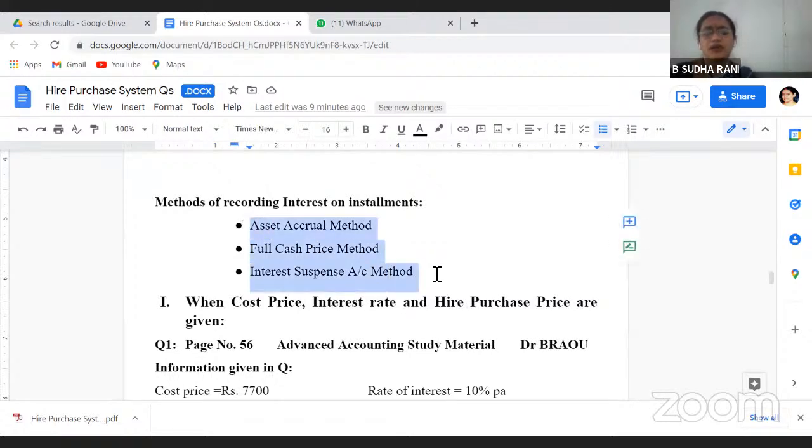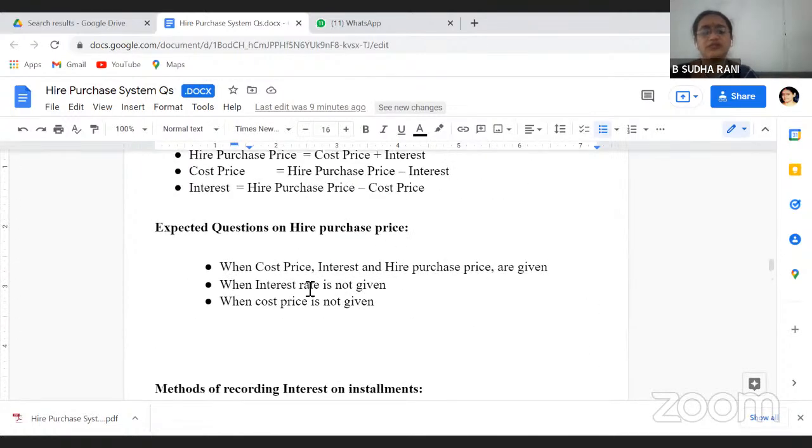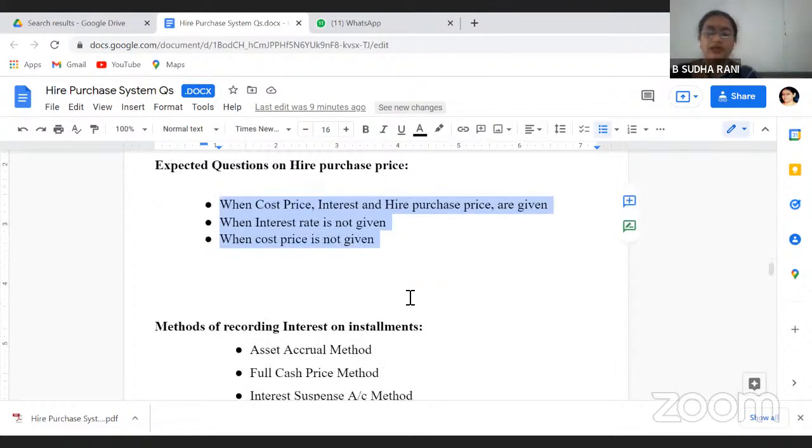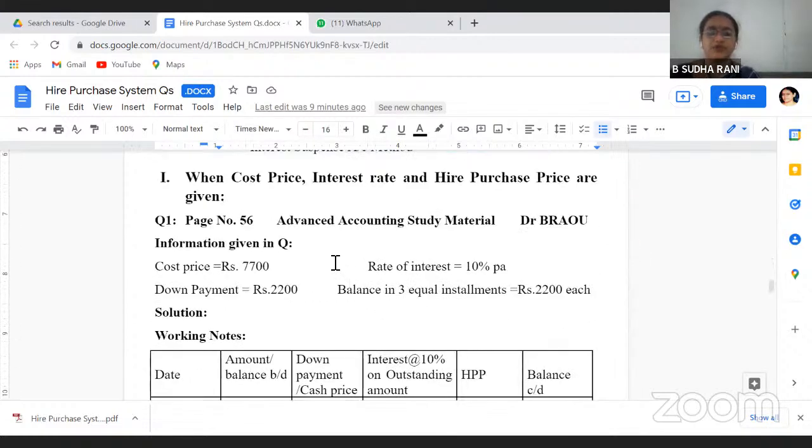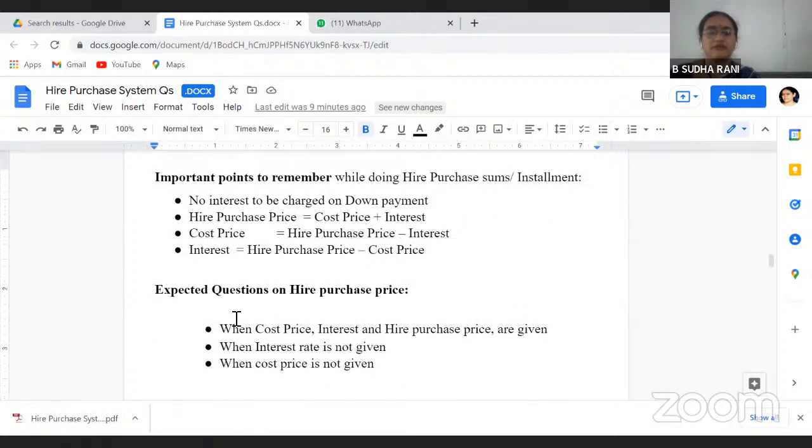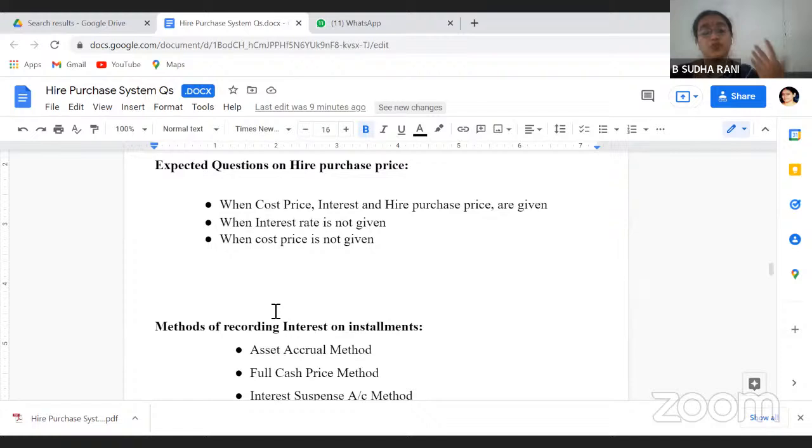How do you record? But before you record the transactions under any of these methods, you are supposed to find whichever of these are not given, for which you need to do a little workout. Let us take an example of the question which is given in our books. Generally there are three situations: when cost price, interest, and hire purchase price are all given; when interest rate is not given; and when cost price is not given.